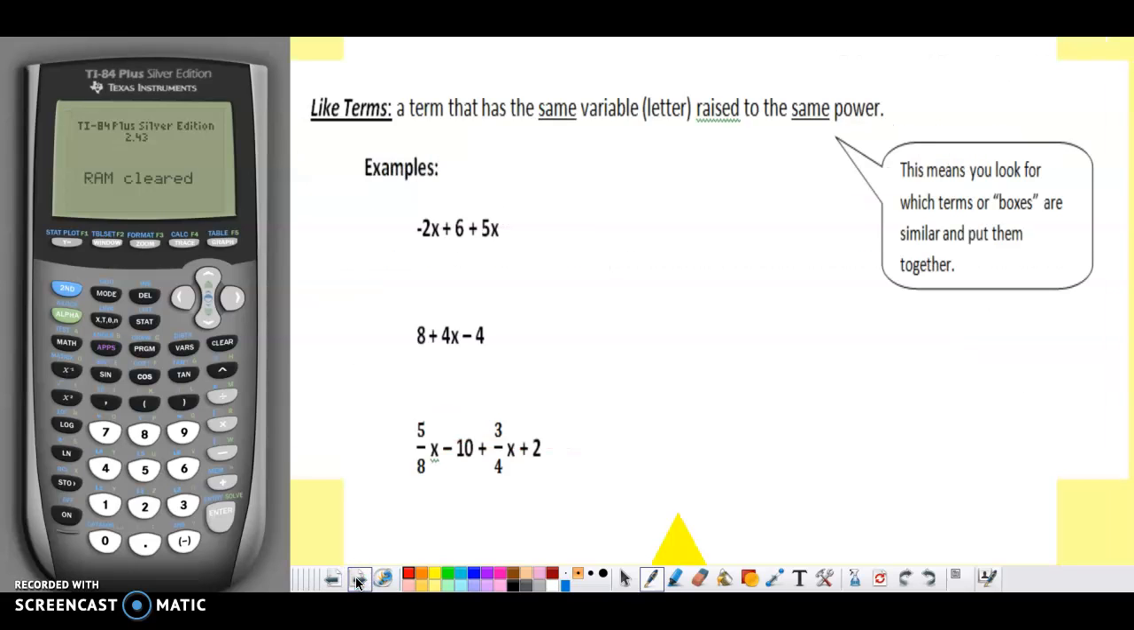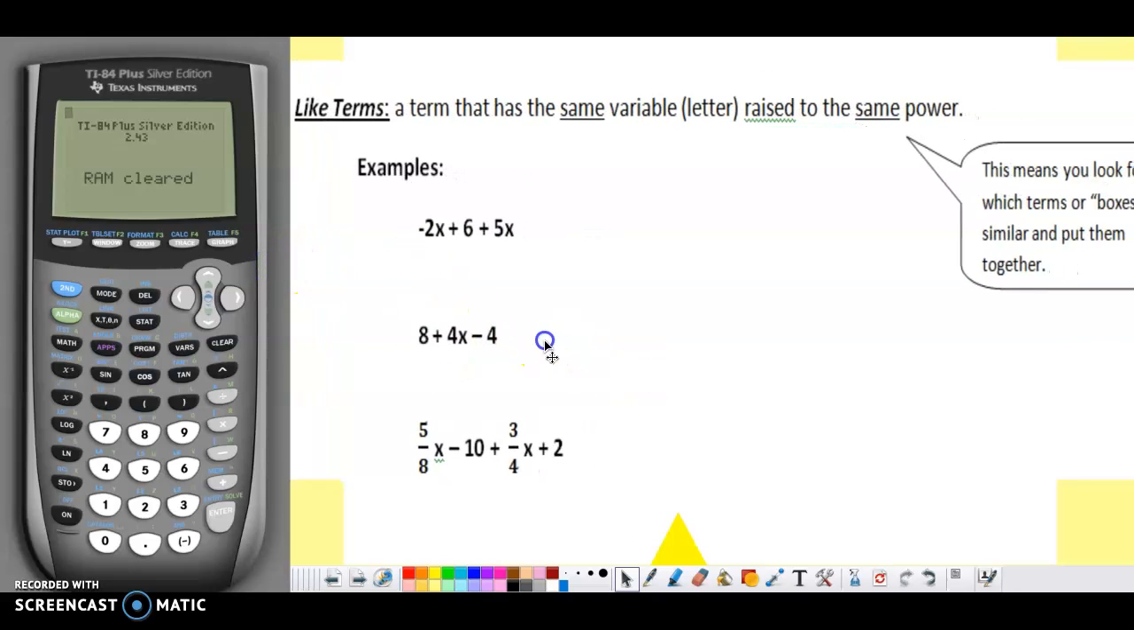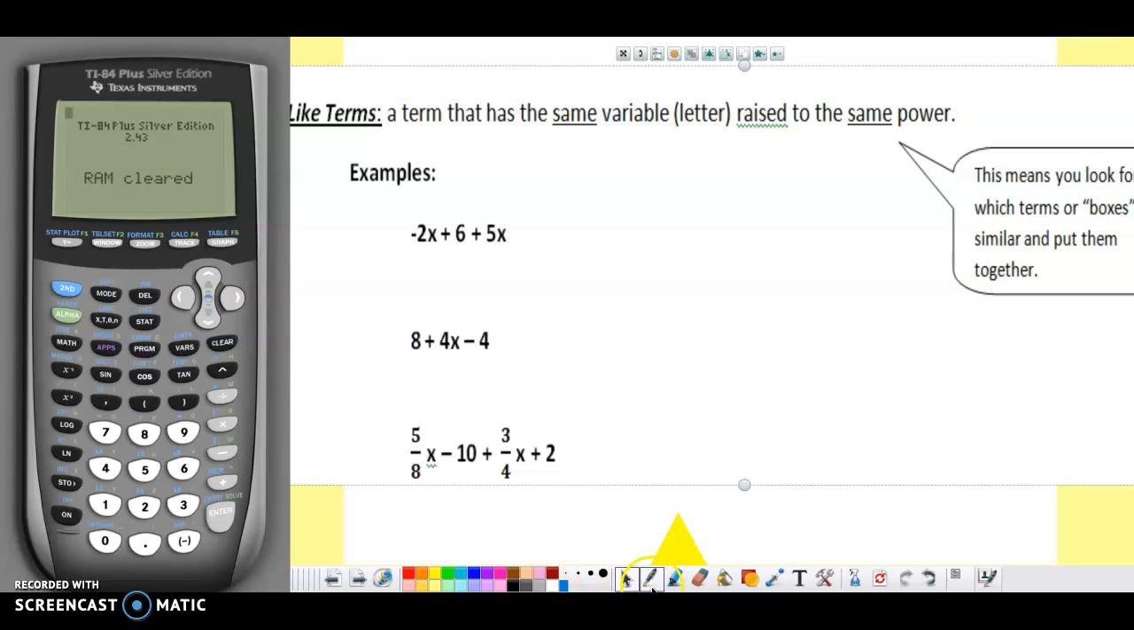All right, so like terms are boxes or terms that have the same variable raised to the same power. This means you look for which boxes are similar and put them together. So if we take a look at this first example here, and I'm going to see if I can make it a little bit bigger. If I take a minute and box off our terms, we have negative 2x, and a positive 6, and a positive 5x. Those are our 3 number boxes in a line.